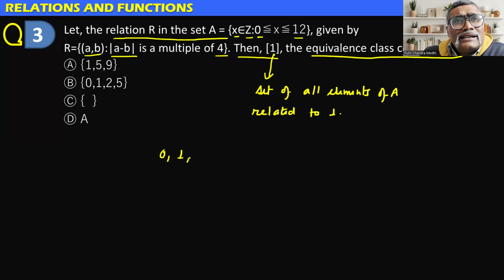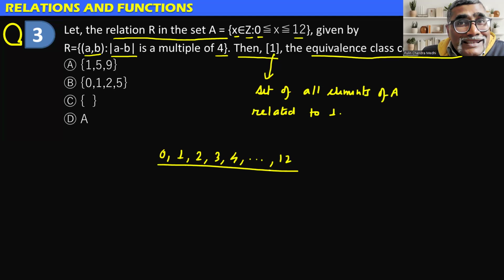Okay. So in A, what are the elements? You are going to take the elements in A as 1, 2, 3, 4, dot, dot, dot, up to 12. Out of that, which elements are related to 1? That will constitute the equivalence class of 1. So what is the criteria of relation? The modulus of the difference should be divisible by 4. Multiple of 4 means divisibility by 4 will be there.